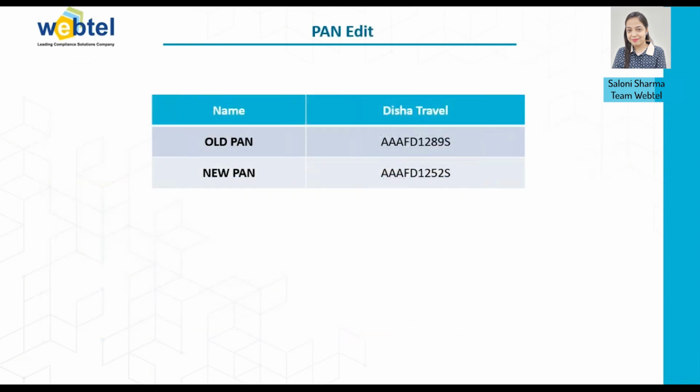Then comes the PAN edit. Mr. Anuj has a deductee named Disha Travels and he wants to make a change in the PAN number of Disha Travels. The old PAN number as well as the new PAN number has been provided over here. So he wants to make the changes in the PAN.